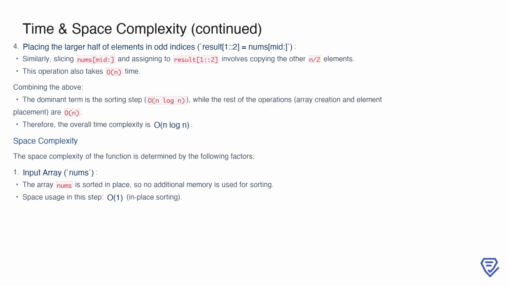Next, we place the larger half of the elements into the odd indices of the result array using the operation result[1::2] = nums[mid:]. This involves slicing nums[mid:] and copying the other half of the elements into the array, which is another O(n) operation. When we combine all these steps, the dominant term in the time complexity comes from the sorting operation, which is O(n log n).